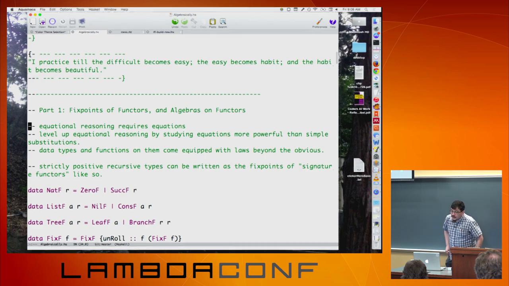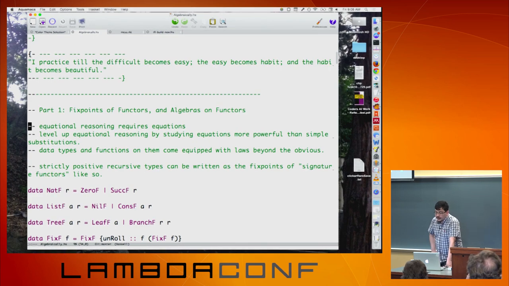So the notion is, here we go. Equational reasoning acquires equations. And we're going to level up our equational reasoning by looking at equations more powerful than simple substitutions. Because we can all do some basic equational reasoning in Haskell, right?